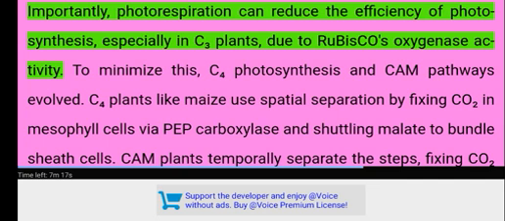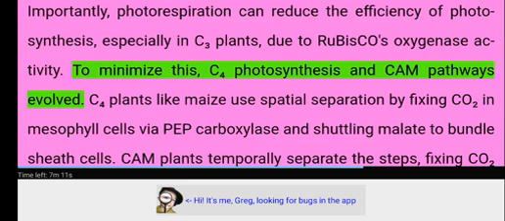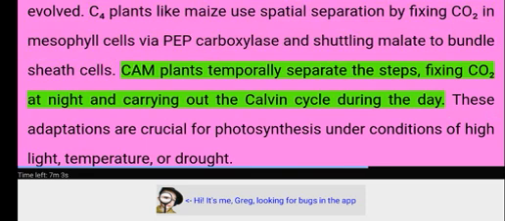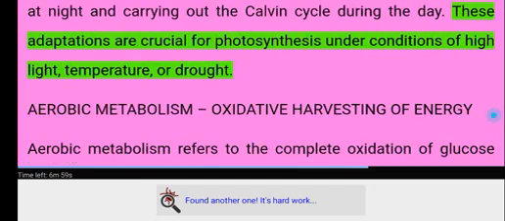Importantly, photorespiration can reduce the efficiency of photosynthesis, especially in C3 plants, due to rubisco's oxygenase activity. To minimize this, C4 photosynthesis and CAM pathways evolved. C4 plants like maize use spatial separation by fixing CO2 in mesophyll cells via PEP carboxylase and shuttling malate to bundle sheath cells. CAM plants temporally separate the steps, fixing CO2 at night and carrying out the Calvin cycle during the day. These adaptations are crucial for photosynthesis under conditions of high light, temperature, or drought.